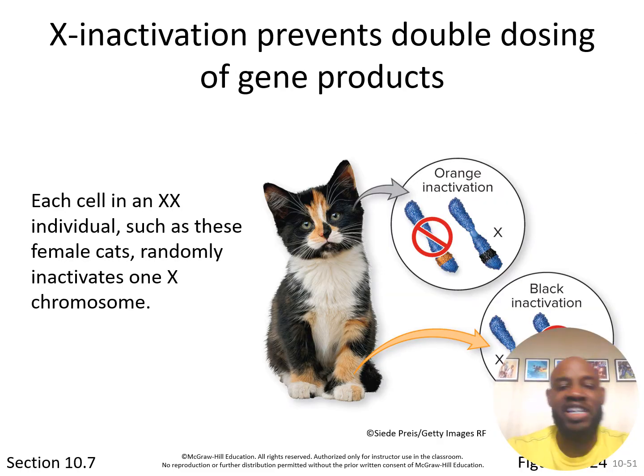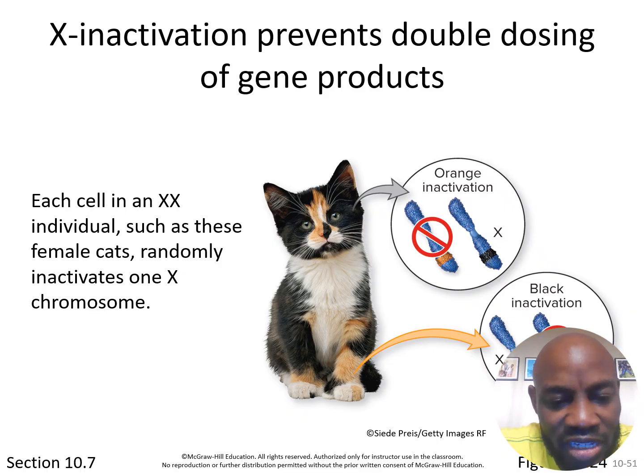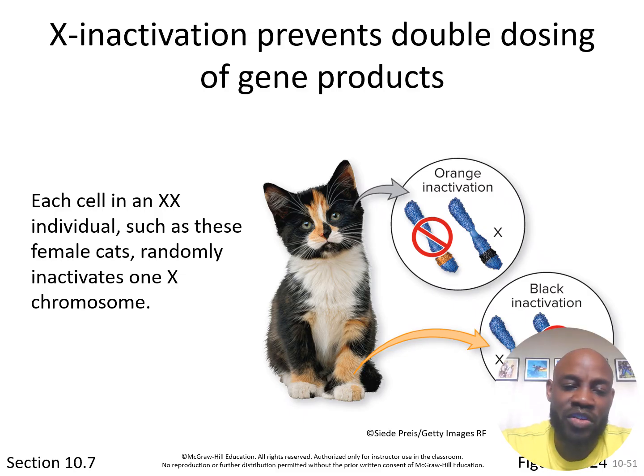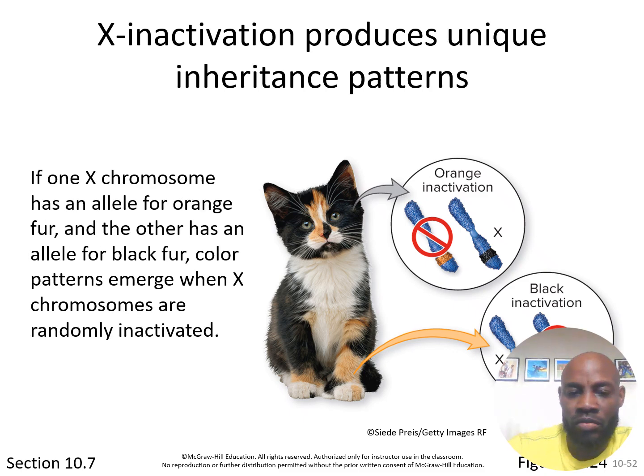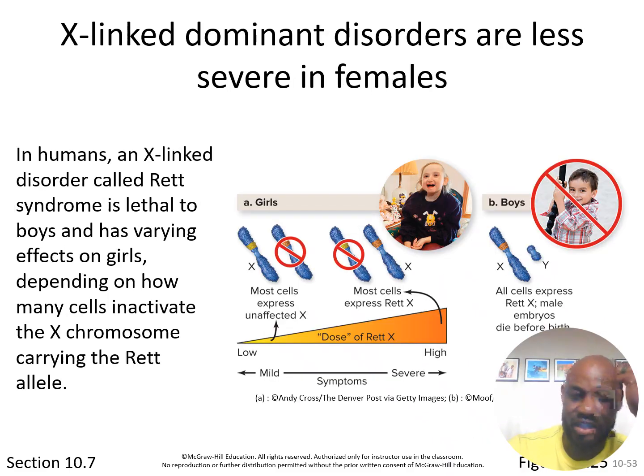We also have what is called X inactivation, which prevents double dosing of gene products. Each cell in an XX individual, such as these female cats, randomly inactivates one X chromosome. If one X chromosome has an allele for orange fur and the other has an allele for black fur, color patterns emerge when X chromosomes are randomly inactivated.